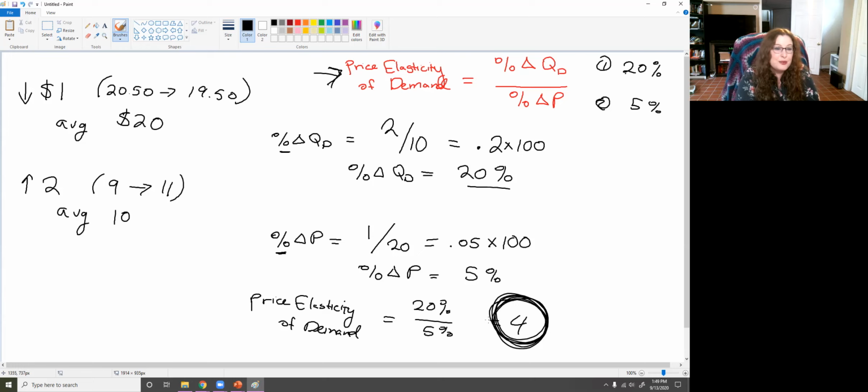We had a $1 price change and we got 2 more customers. That's actually a pretty sizable amount when you know that it's a $1 price change and the average price is $20. $1 is not all that much compared to $20. But 2 extra customers compared to 9, that's actually a lot. That's a big change.